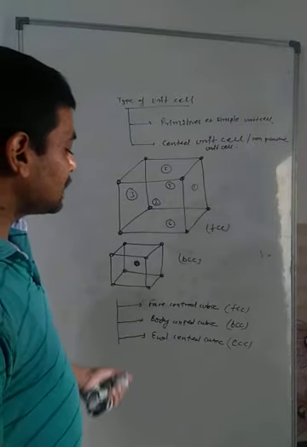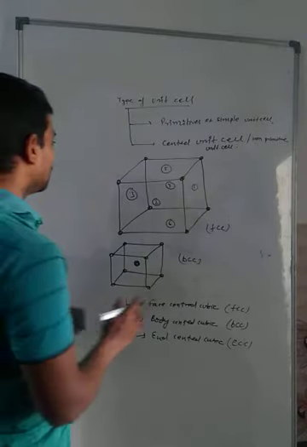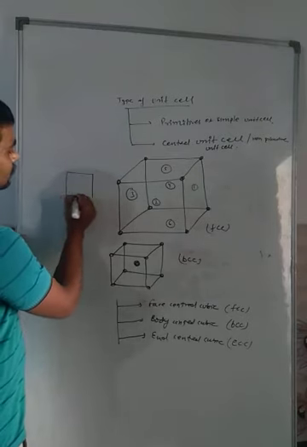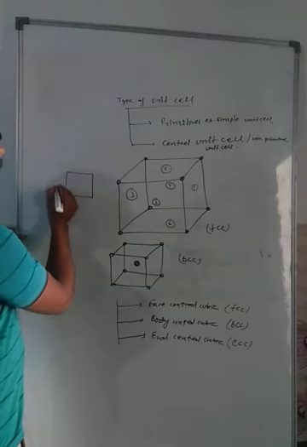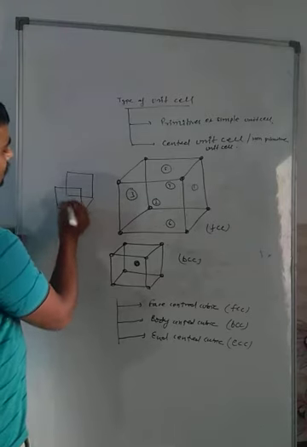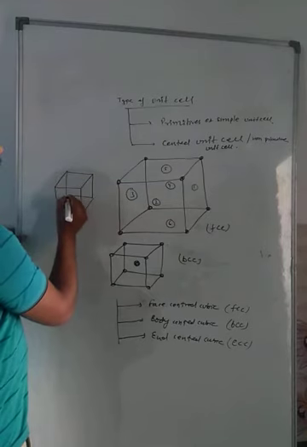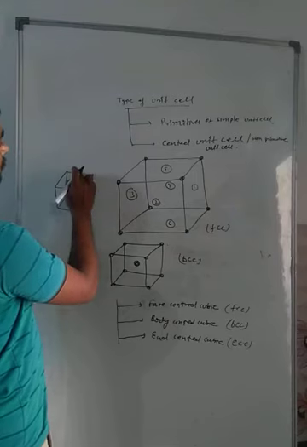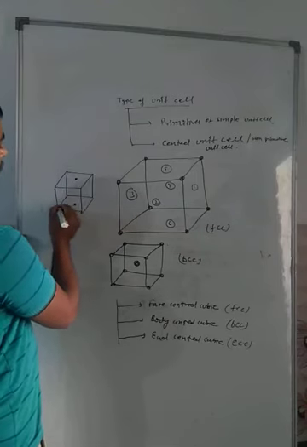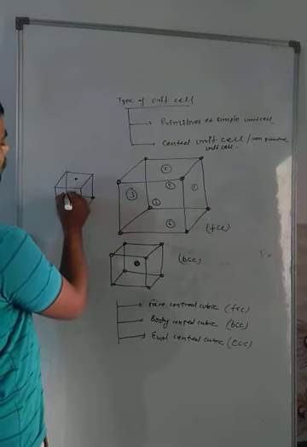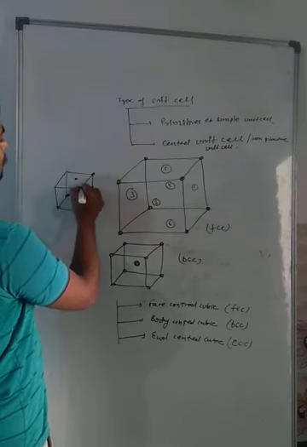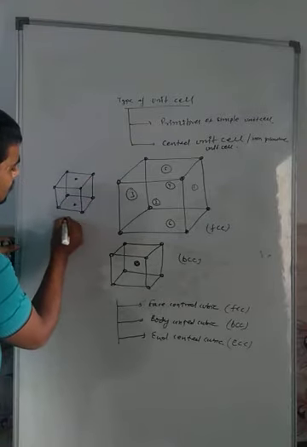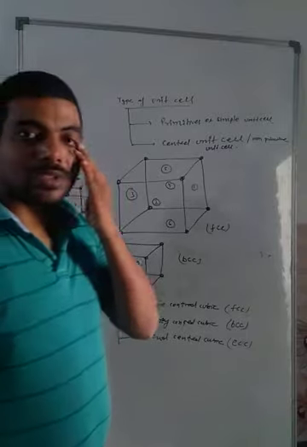The last one is the end centered cubic unit cell. In case of end centered, we draw it here. Atoms are present at all the 8 corners as well as the centers of any two opposite faces. If we take the upper face and lower face, atoms are present at all the 8 corners as well as any two opposite faces. This is ECC, the end centered cubic unit cell.